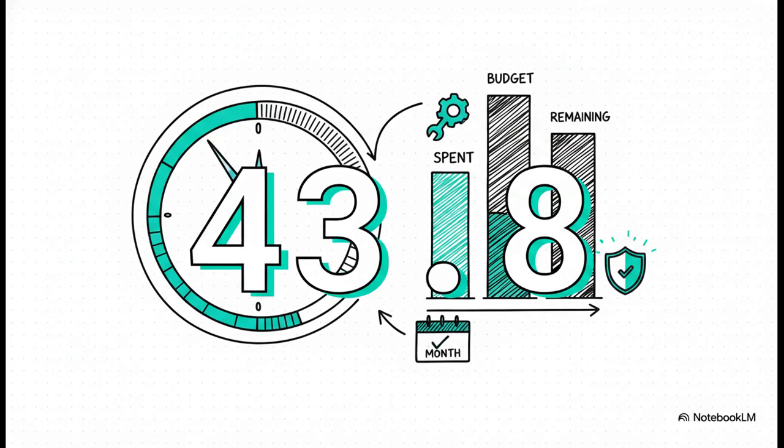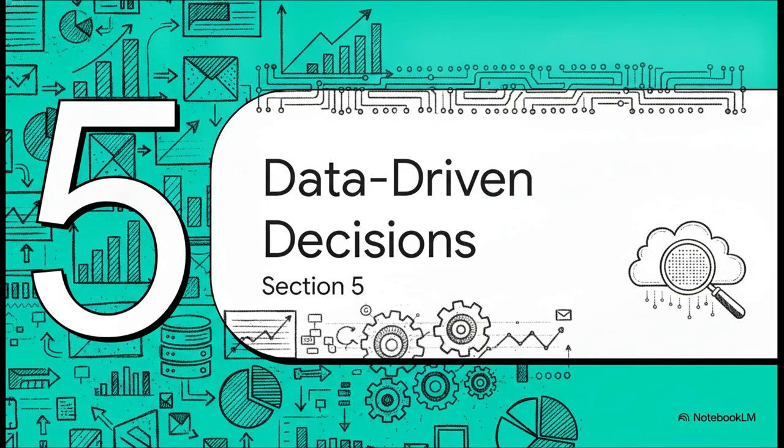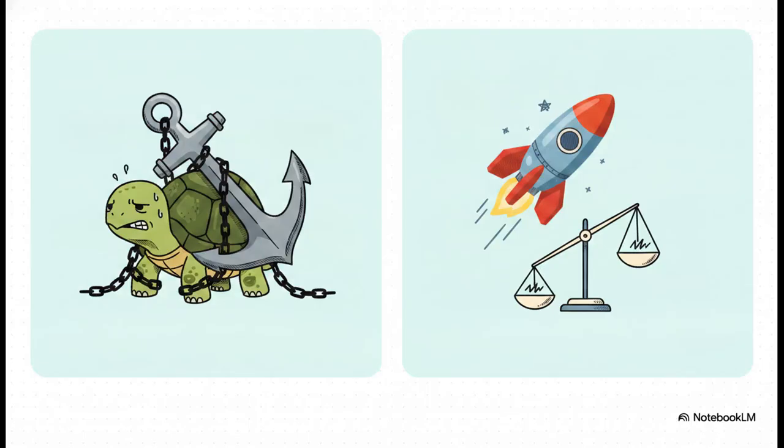You can actually spend this budget on planned maintenance, chaos engineering experiments, or just use it as a buffer for a really aggressive release schedule. So, how do we use this in the real world? Section 5. Data-driven engineering decisions. Let's compare the two environments.